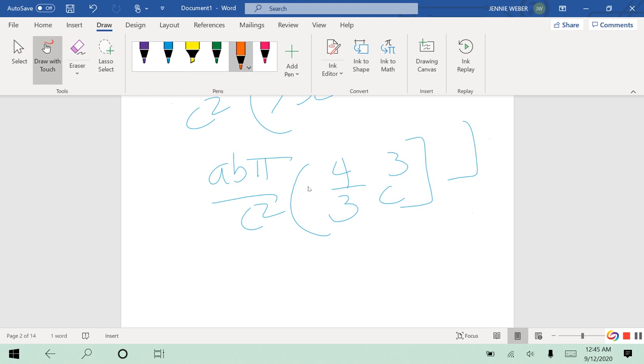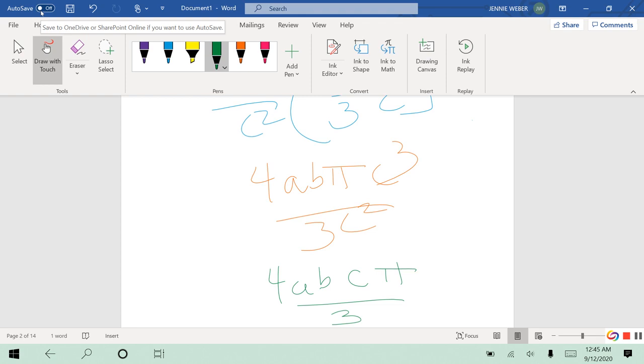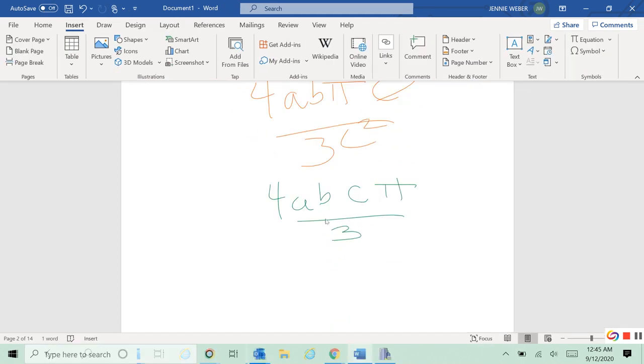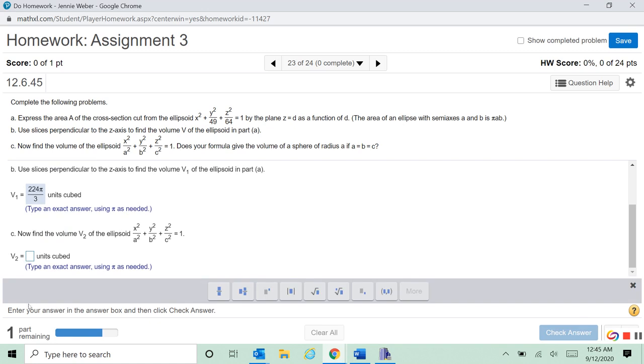Okay, so then I have 4ab pi c to the third over c squared, and the 3 here. Don't want to lose it. Then all I got to do is simplify. So that's 1 c is left, right? Because quotient rule of exponents. So then there is my answer. 4abc pi over 3. So let's come back here. So this is 4/3 abc pi.